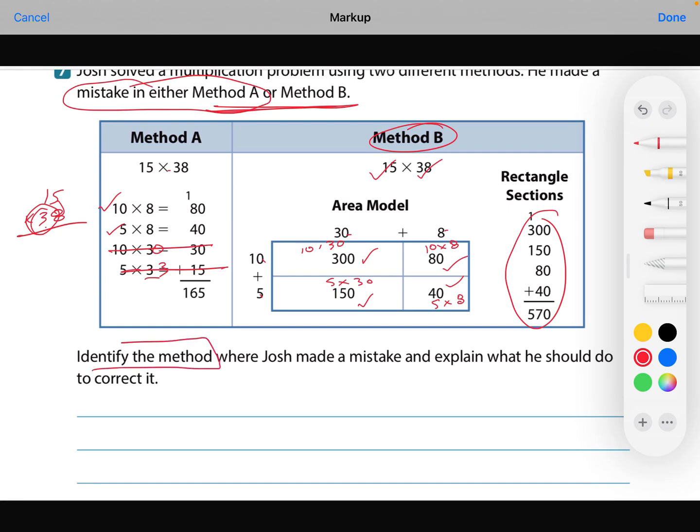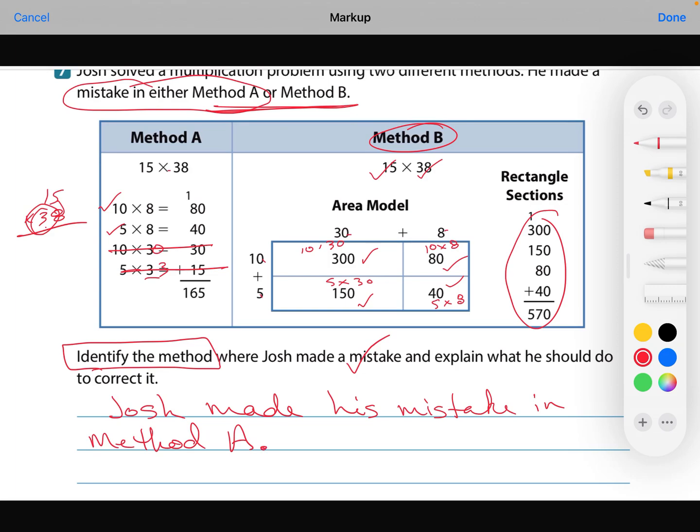Identify the method, so I have to say the method where Josh made a mistake and explain what he should do to correct it. Josh made his mistake in method A. Okay, so I did that first part. Where's his mistake? What should he do to correct it? I'm going to go ahead and make that a simple sentence. Josh made his mistake in method A.